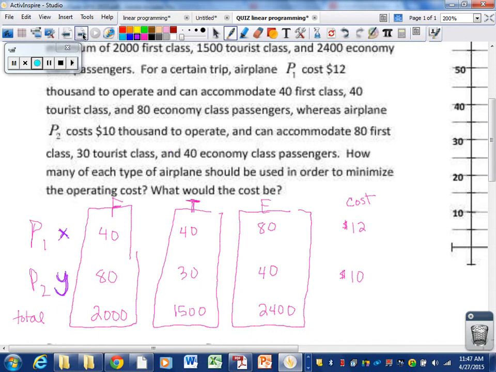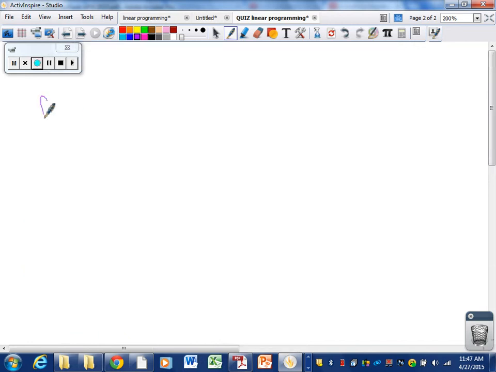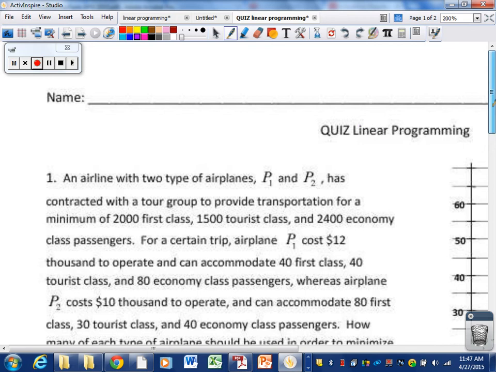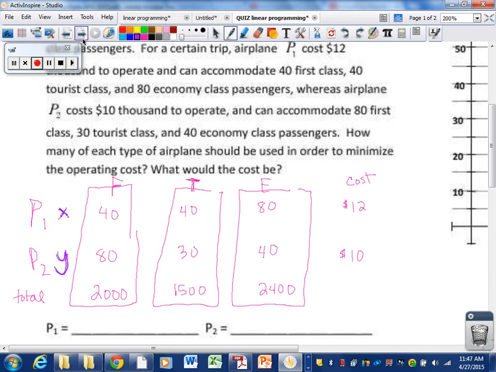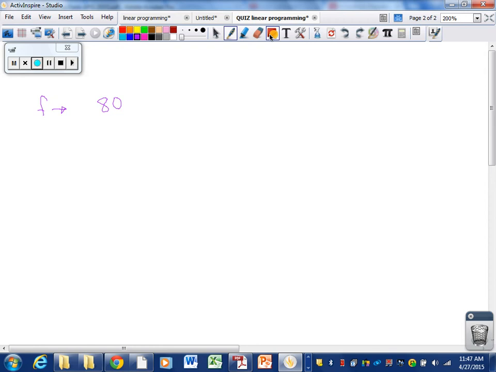Let's make a new page. All right, first class equation was 40x. Where'd you go? Come back here. 40x. Erase that. 40x plus 80 from y, plane 2, has to be at least 2,000. Okay, at least means that this stuff needs to be greater than.